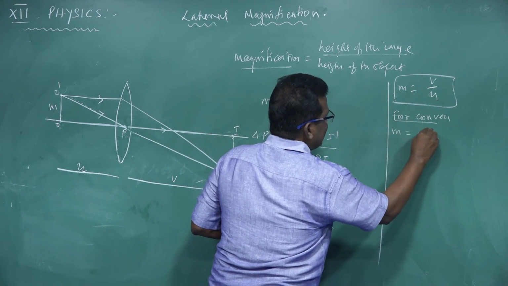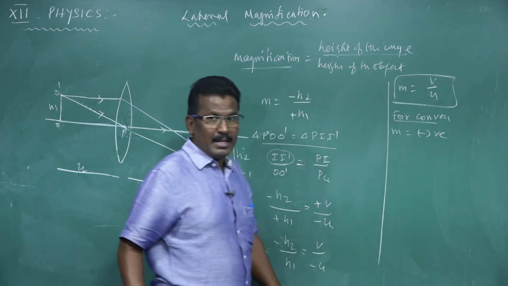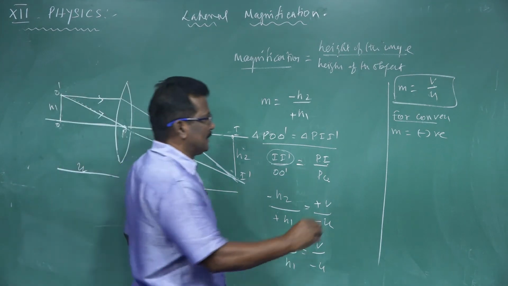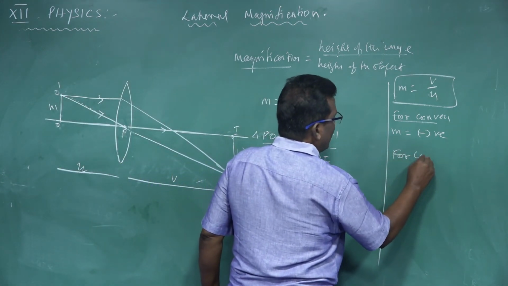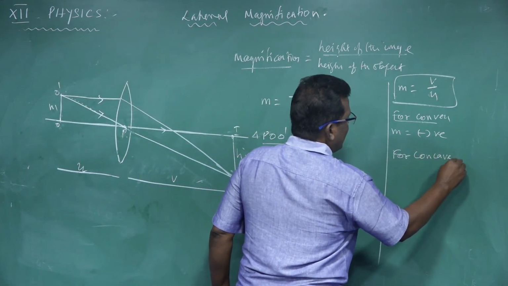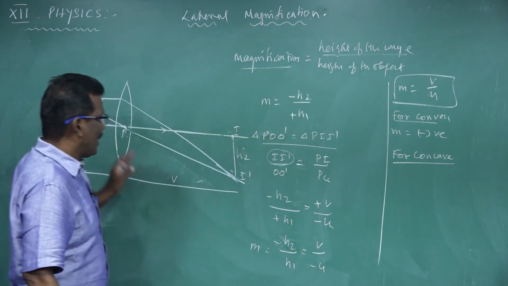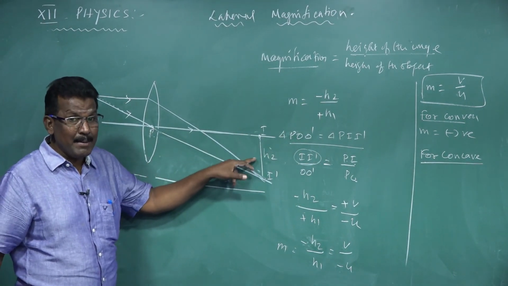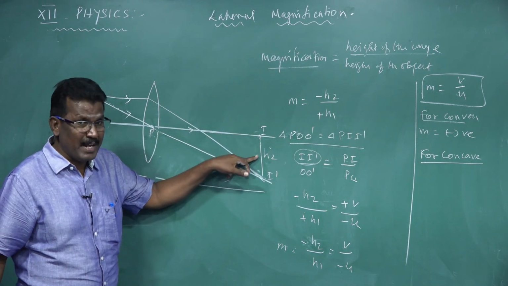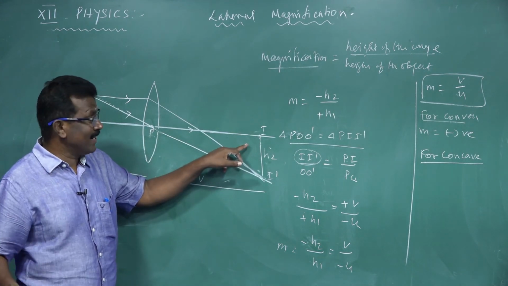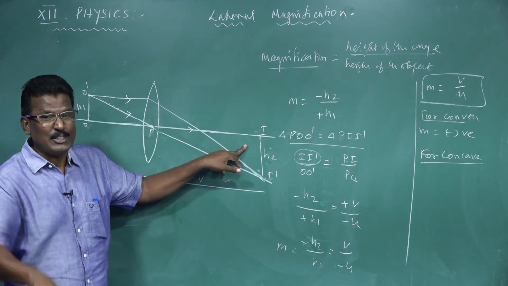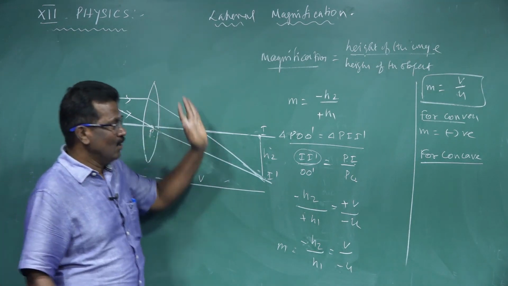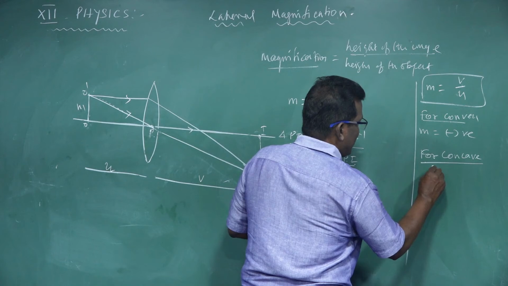For a convex lens, M is always negative. If it is a concave lens, what kind of image is formed? In a convex lens, an inverted image is formed, below the principal axis, and that is negative. In a concave lens, the image is always virtual, and virtual is always erect. So for concave, M is always positive.